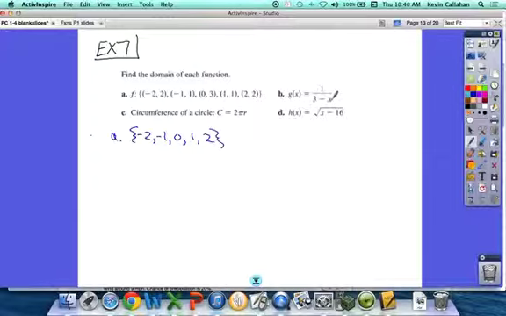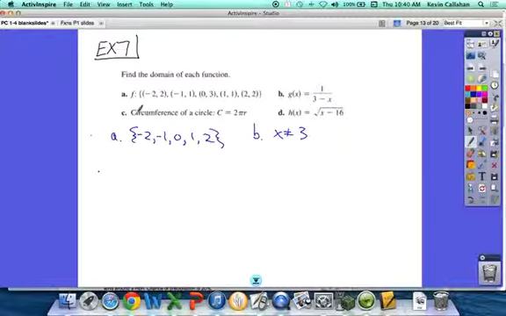In that case, the way you usually say it, you could say all real numbers except for 3, or generally you just say x does not equal 3. It's implied if you say that. It means all the other numbers, just x does not equal 3.